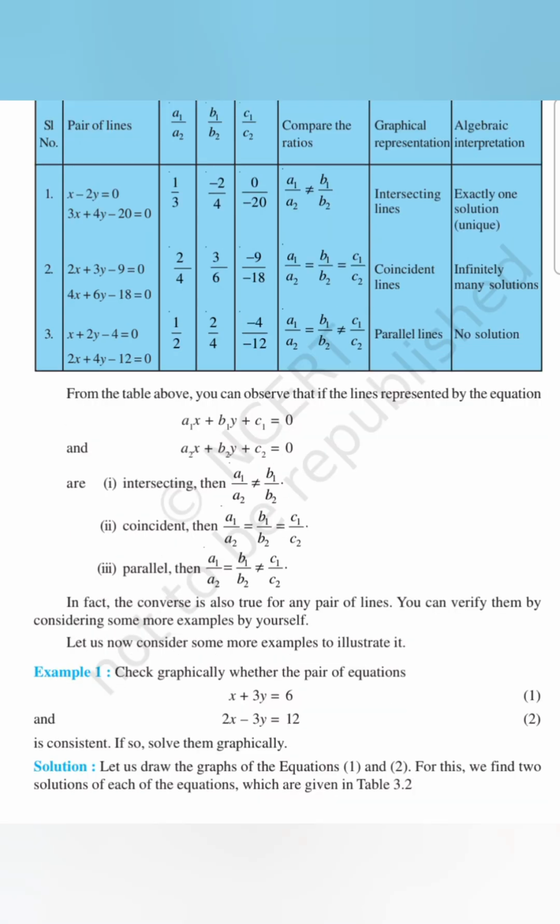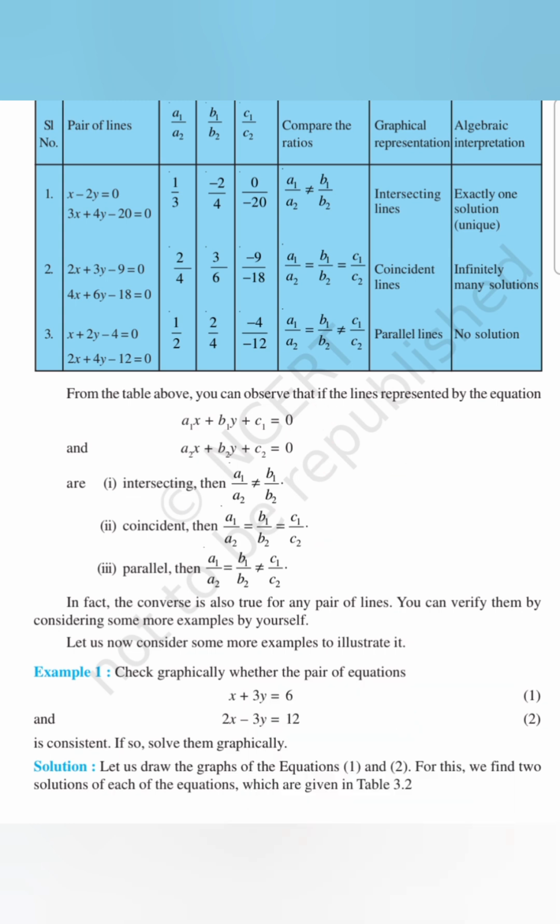Now see in the next page you have two general equations: a1x plus b1y plus c1 is equal to 0 and a2x plus b2y plus c2 is equal to 0. These lines are intersecting when you draw a graph for these two lines, and if those lines are intersecting, you can say a1 by a2 is not equal to b1 by b2. If they are coincident, if those lines lie on each other, you can say this condition is satisfied: a1 by a2 is equal to b1 by b2 is equal to c1 by c2.